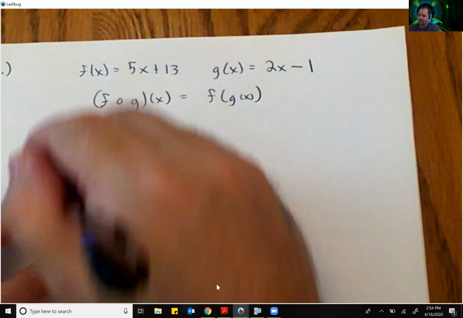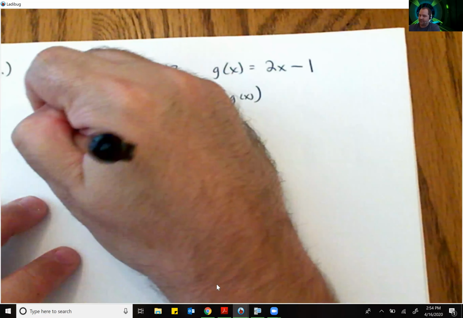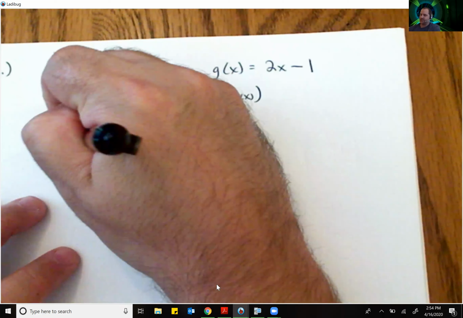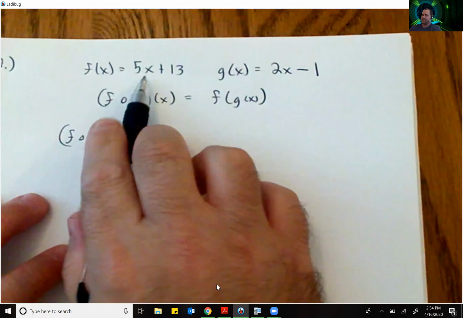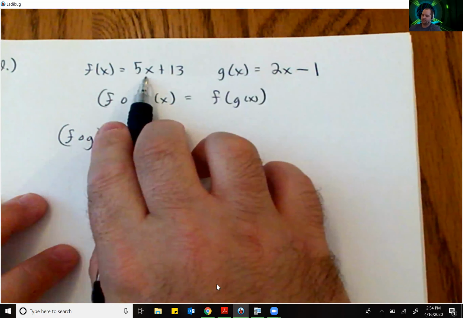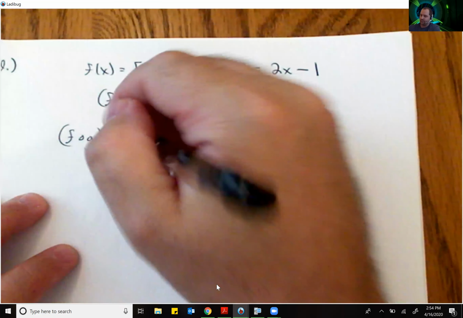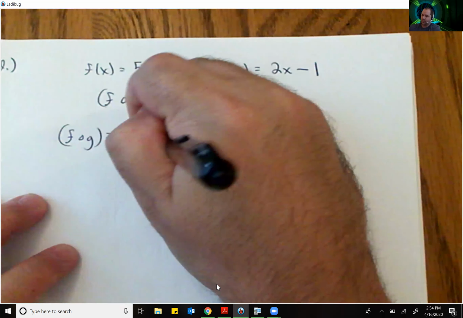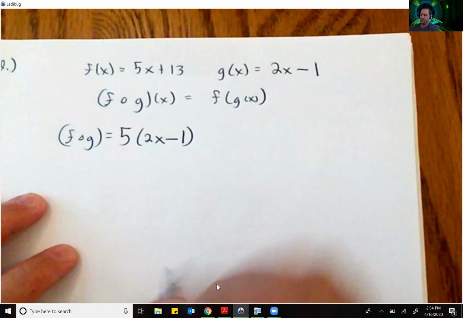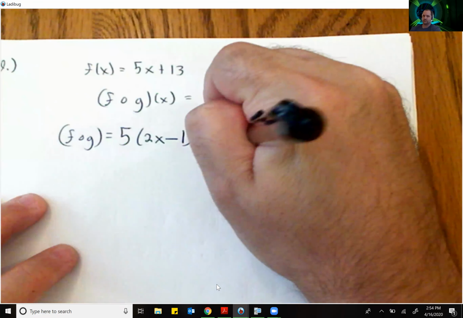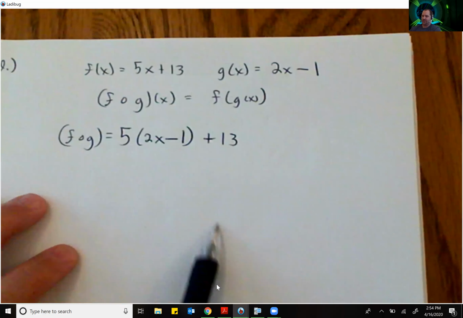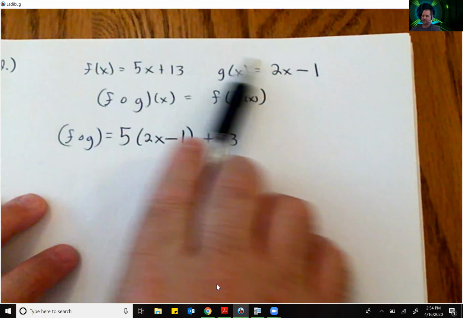So f of g is going to equal 5, x. That's where g goes. 2x minus 1. And then plus 13. So this is taking g and plugging it into x.